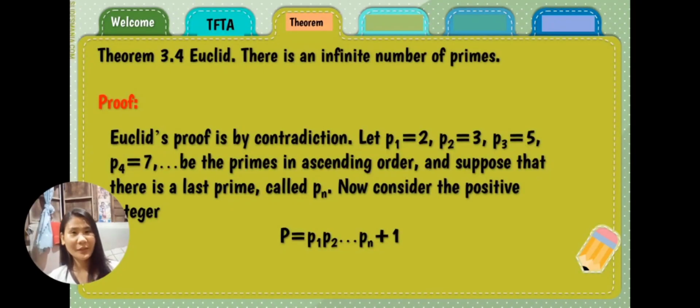Theorem 3.4 in Euclid: there is an infinite number of primes. Here is the proof, and Euclid's proof is by contradiction. We let p sub 1 equal 2, p sub 2 equal 3, p sub 3 equal 5, and p sub 4 equal 7, be the primes in ascending order, and suppose that there is a last prime called p sub n. Now, consider the positive integer P equals p sub 1, p sub 2 up to p sub n, plus 1.